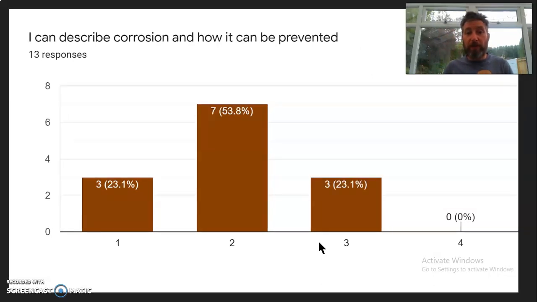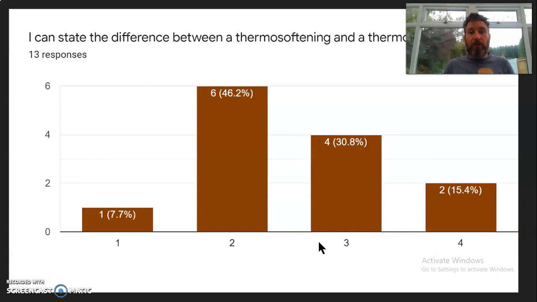Corrosion, generally speaking, pretty good. 3 things: you need iron, and you need water, and you need oxygen. If that corrosion is rust, for most of the metals, it's just the oxidation of the metal. Right, thermo-softening, thermo-setting. Some people are really good on this, a little bit, but people are not so sure. Look back through the video I did on this one, guys.